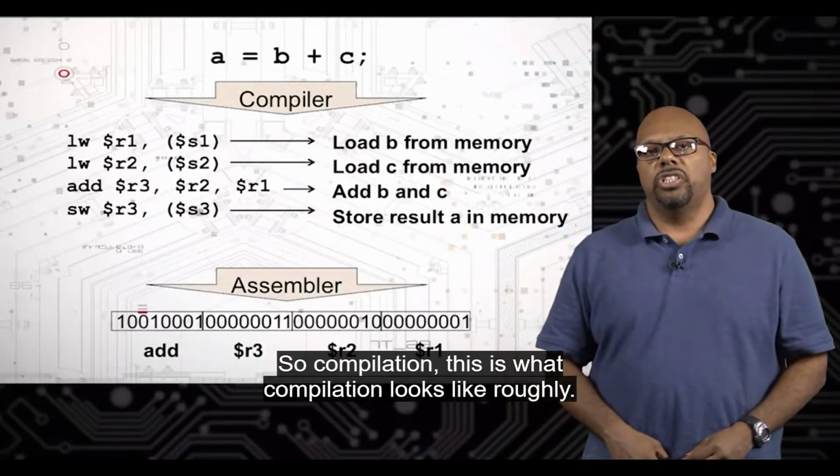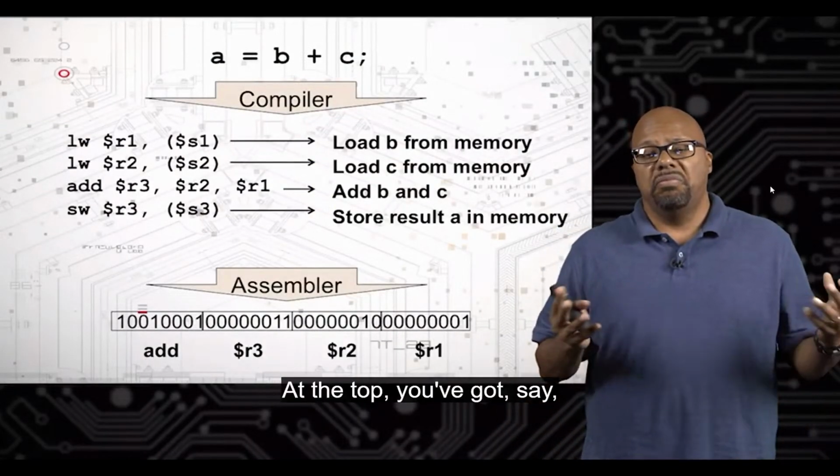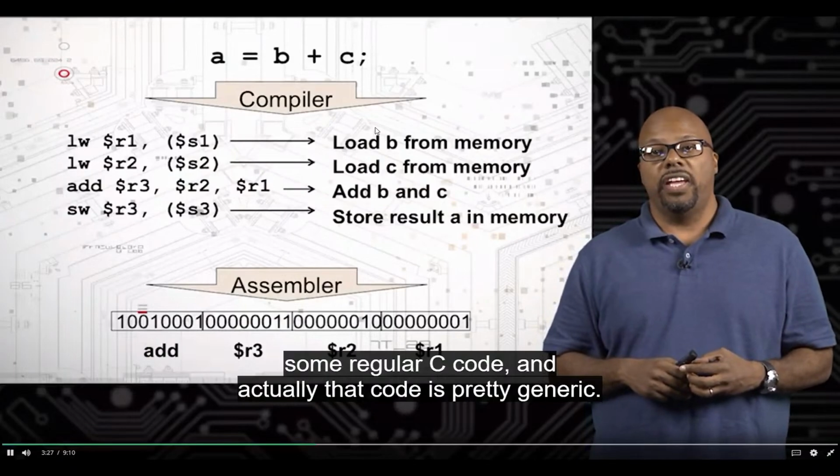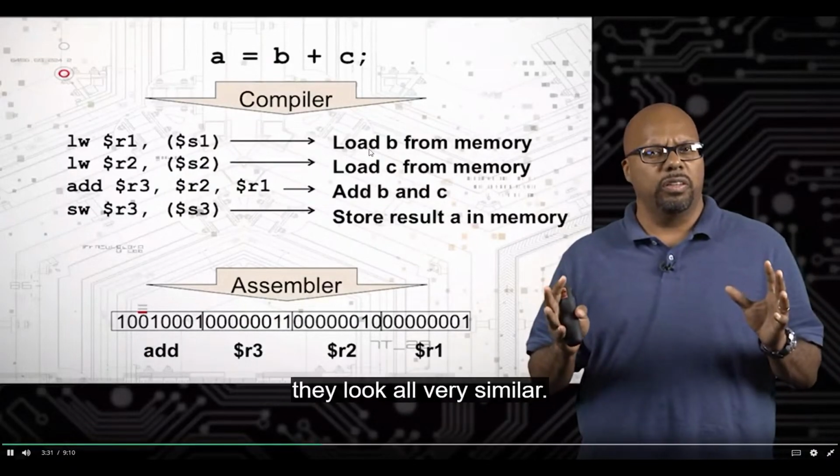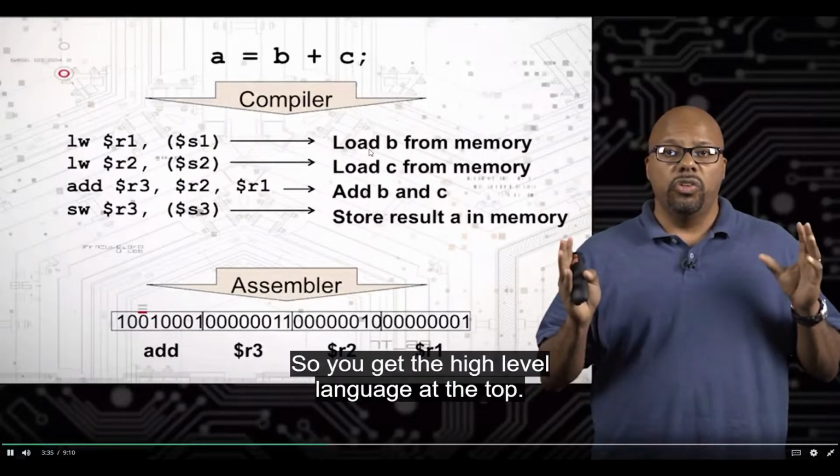So compilation, this is what compilation looks like roughly. At the top, you've got, say, some regular C code. And actually, that code's pretty generic. You can have A plus B plus C in any number of languages. Java, Python, they all look very similar, except for the semicolon at the end, that could have been Python. Right? So you've got your high-level language at the top.